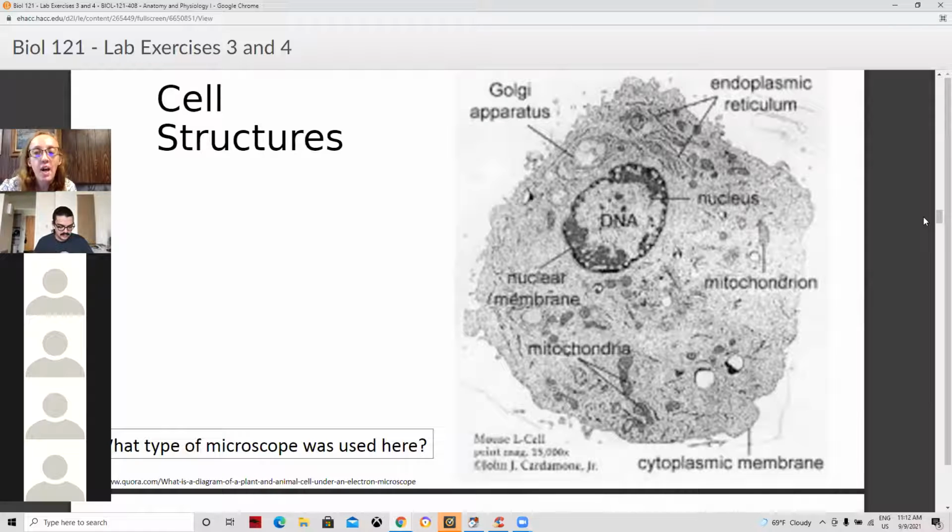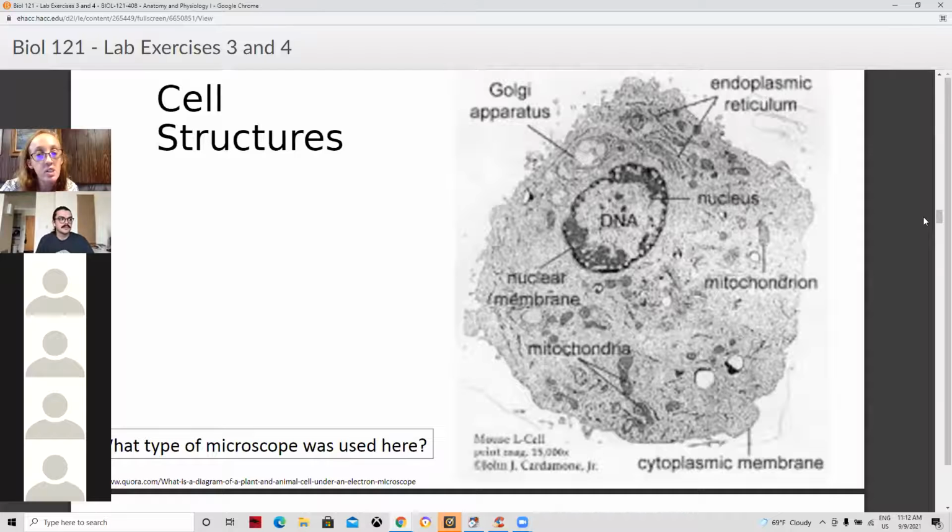So what I asked was what microscope was used here, and Aaron said a transmission electron microscope because you could see the inner details within the cell. Scanning would only allow you to see the surface. The reason that we know this isn't a light microscope is there's not a lot of color staining there. And that's when you know you're using a light microscope.